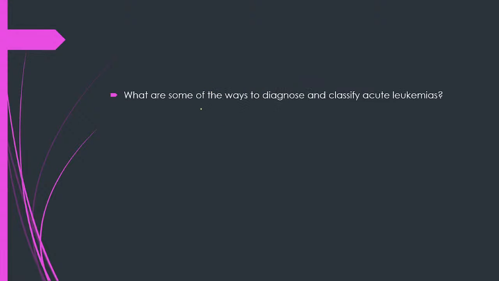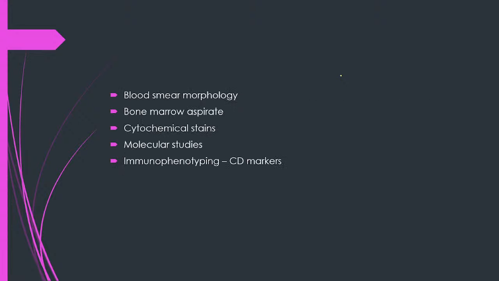What are some of the ways to diagnose and classify acute leukemias? Well, you can diagnose it in several ways. You can use blood cell morphology, using peripheral blood smear or bone marrow aspirates. You can also use karyotyping, CD markers or immunophenotyping, and lastly, we can use molecular studies.